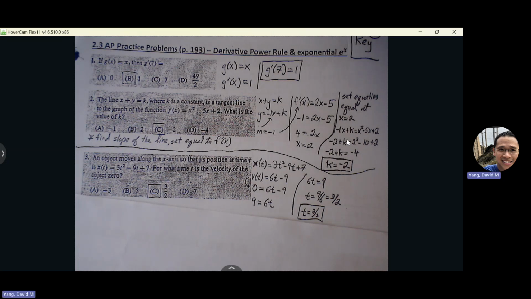So number 3 says, for what time t is the velocity of the object 0? So I know that I'm targeting a velocity of 0. So if I can replace v of t with 0 and then solve for t, when I solve for t, I get 9/6, or 3 halves.